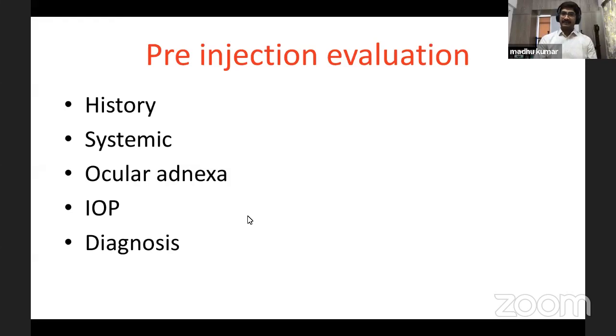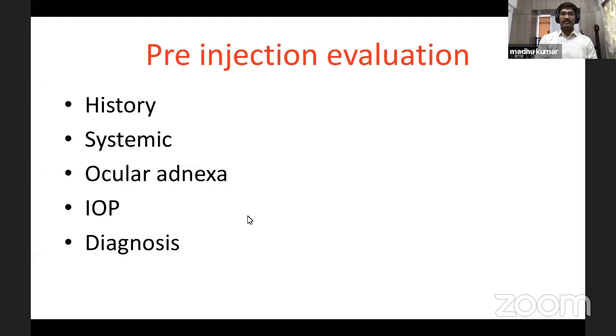Then the other important aspect is the systemic. One is, does the patient have any systemic foci of infection? If so, first we need to treat that and then take him up for the procedure. Otherwise, he has a higher risk of endophthalmitis.